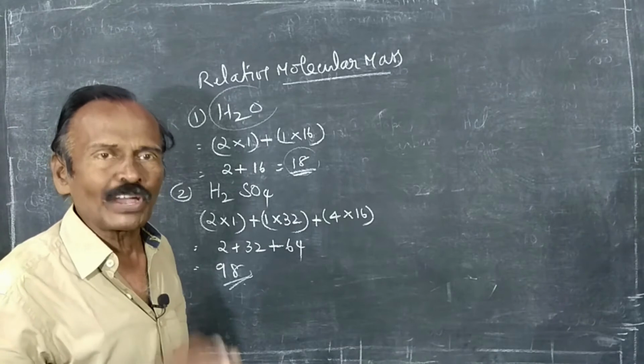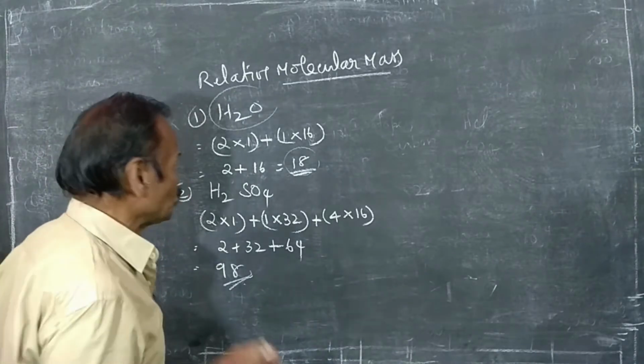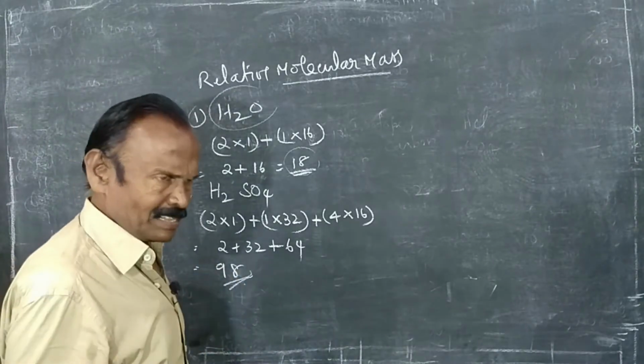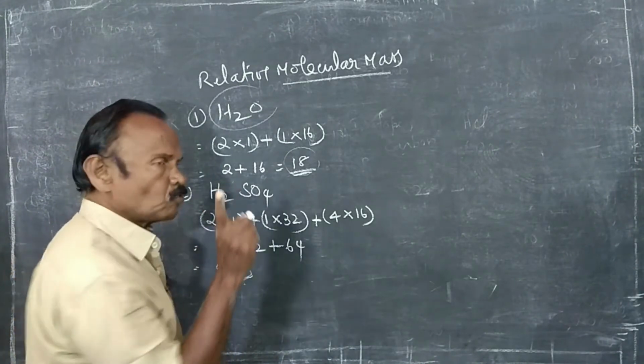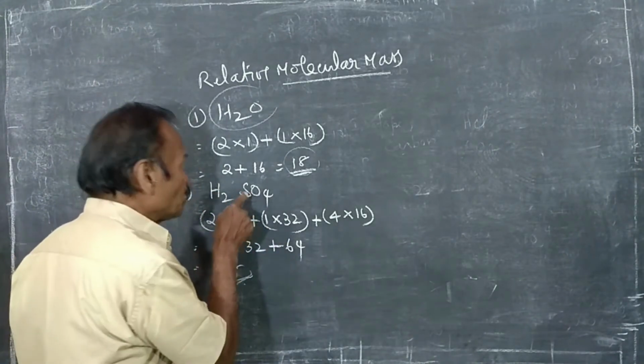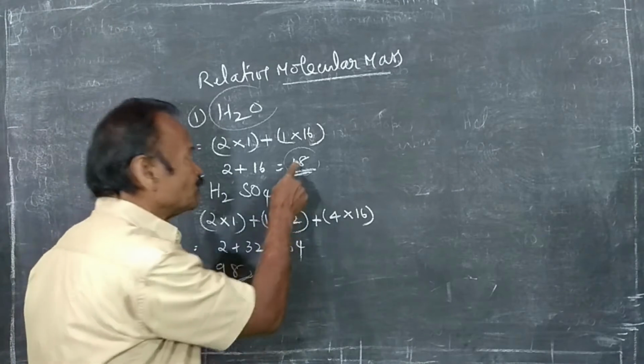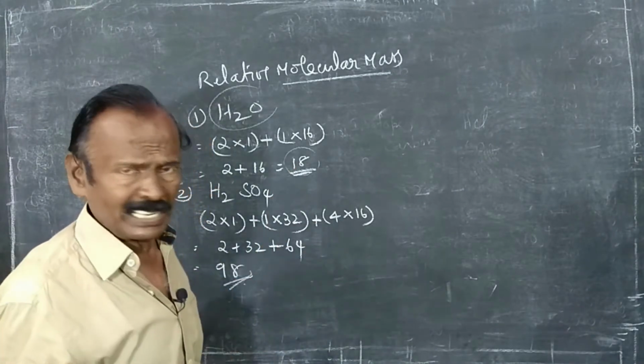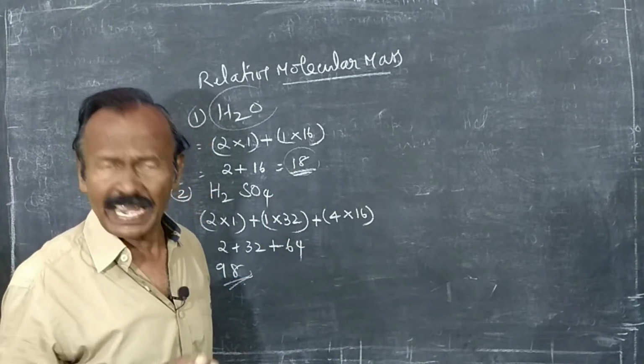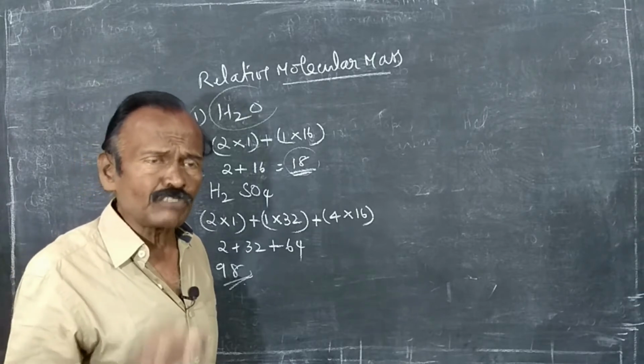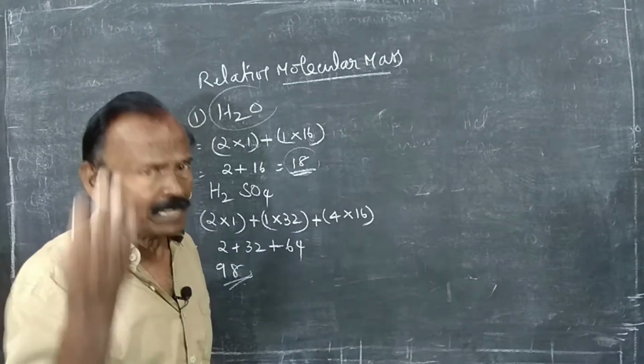This is how you have to find it. You must know by memory that the mass of one hydrogen atom is 1, the mass of sulfur is 32, the mass of oxygen is 16. These are all familiar atoms, and you must know their masses by memory.